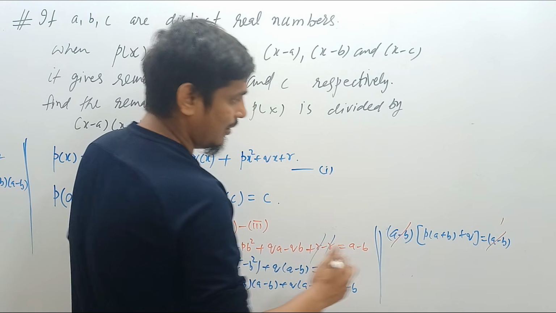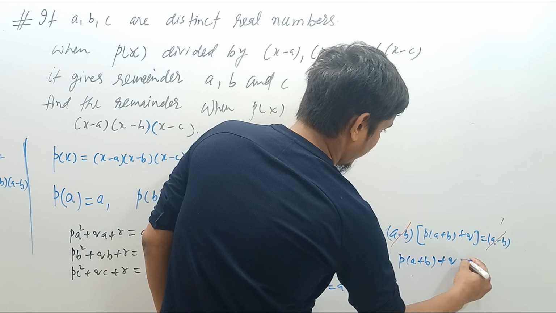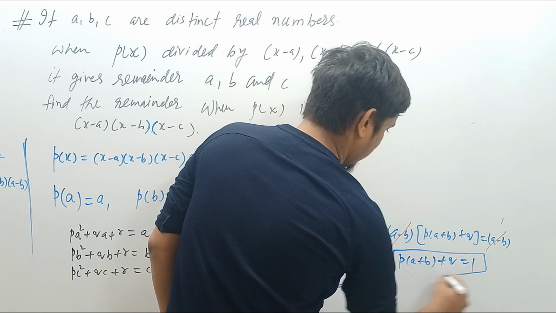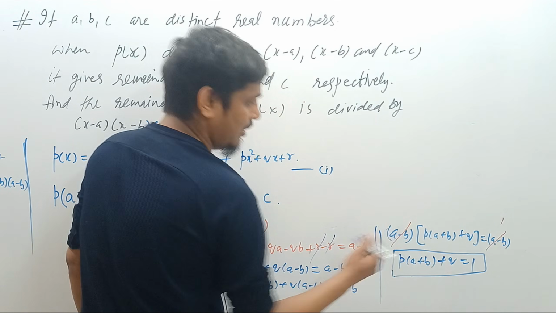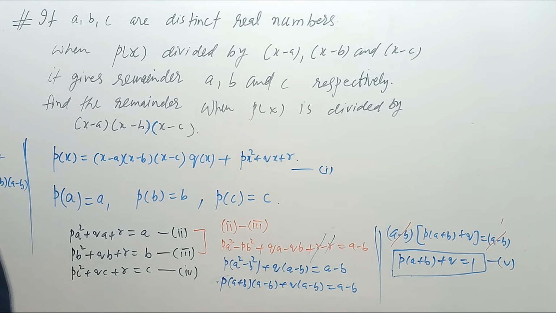So on the right side we have 1, this is p times of a plus b plus q is equal to 1. So this is our equation in two variables p and q. So mark it as equation number 5. Now the same way, if we are solving these two equations, so we'll get p times of b square minus p times of c square, means p is common, b square minus c square, and q times of b minus c, r cancelled, b minus c.